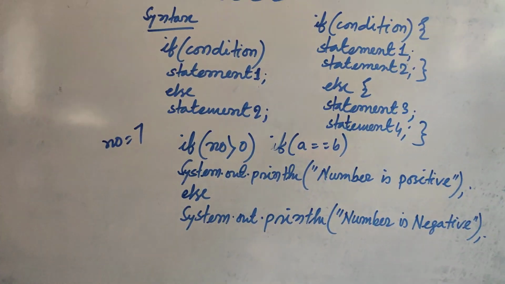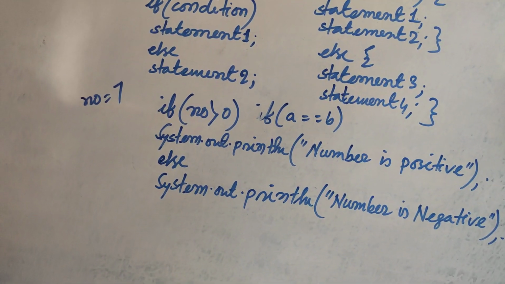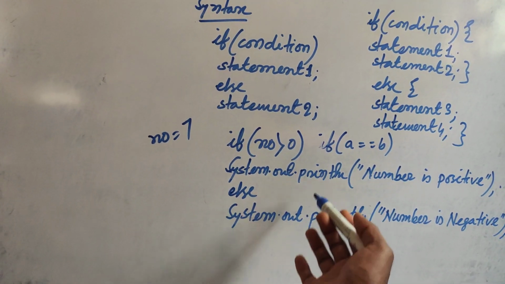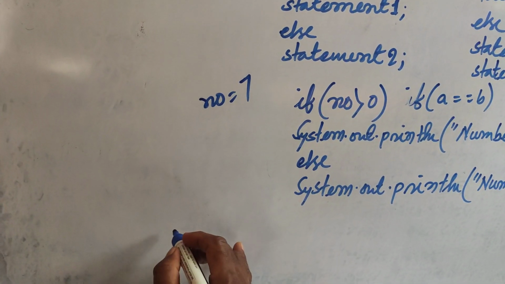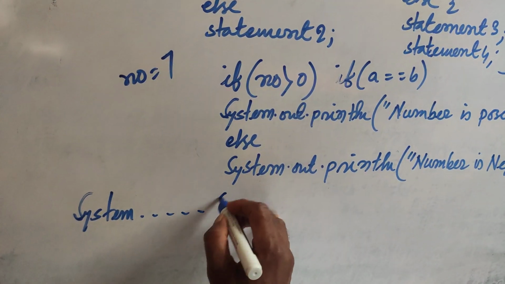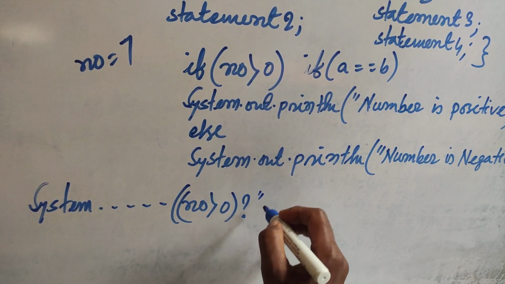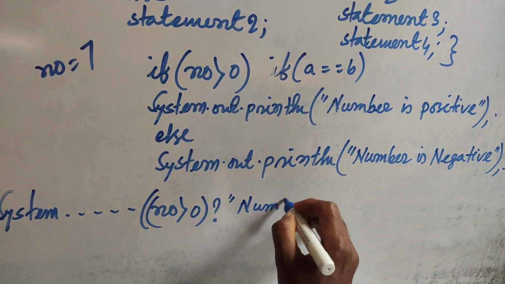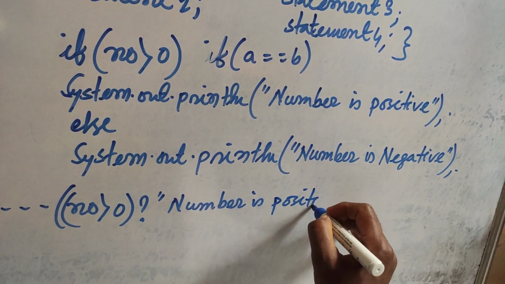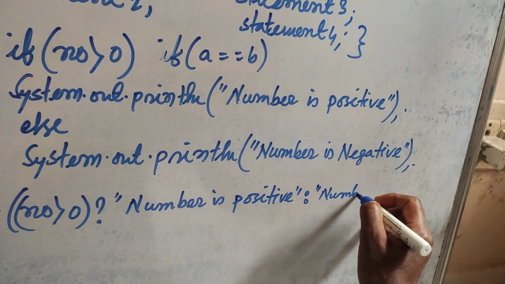Okay, if else and ternary operator. We can convert if else into a ternary operator. How? System.out.println, number greater than 0, question mark, number is positive, colon, number is negative.